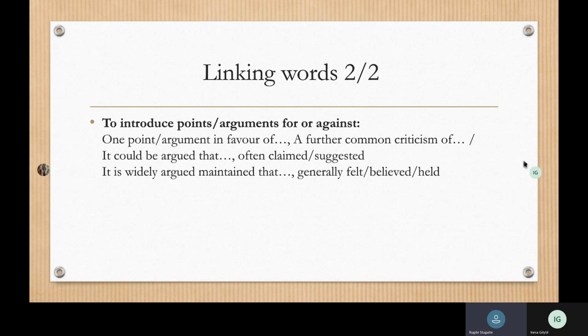Then to introduce points or arguments for or against, you can use phrases such as one point in favor of something is, or one argument in favor of is, then also a further common criticism of something is. It could be argued that, something is often claimed, suggested. It is widely argued, maintained that, generally felt, believed, held.